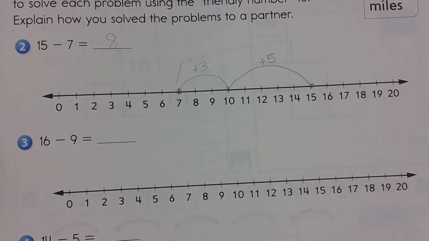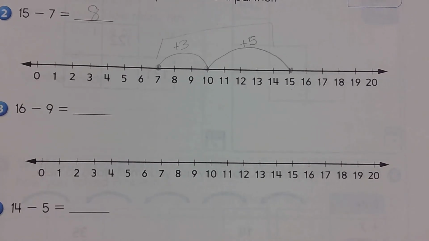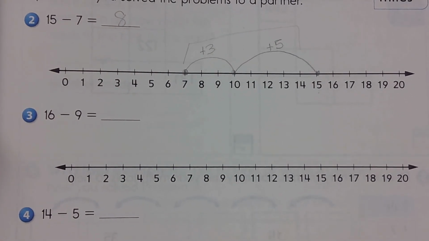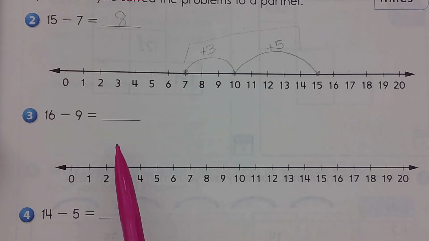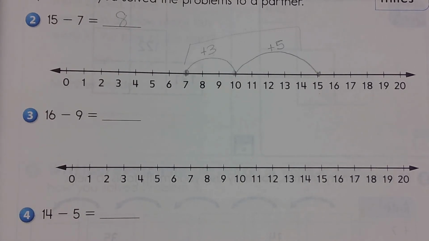Now, boys and girls, I would like you to try and do the same thing that we just did with the numbers 16 minus 9 equals and the numbers 14 minus 5 equals. Go ahead and try this counting up through 10 strategy with numbers 3 and 4 on page 63. You may pause the video so that you may have time to work on these.